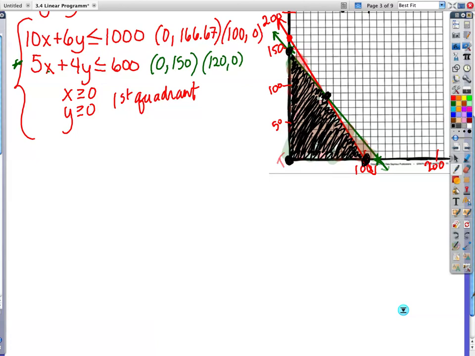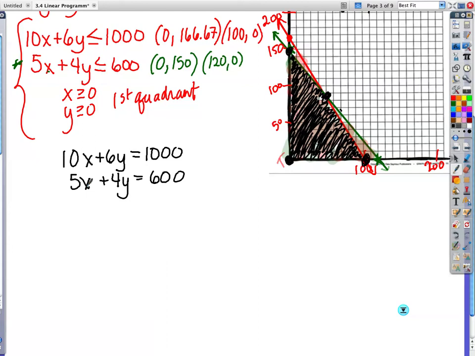I need to know when this green line is equal to the red line. I want to know what this x and y value is. And basically what we do is we set up a system. We say 10x plus 6y, in this case, is going to be equal to 1,000, and then I set 5x plus 4y is equal to 600. All right, and that's my system. And I need to find x and I need to find y.